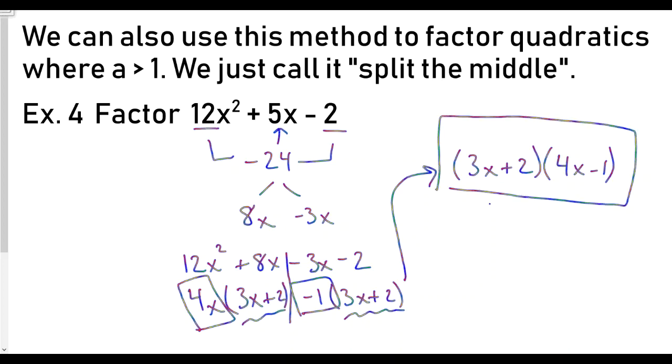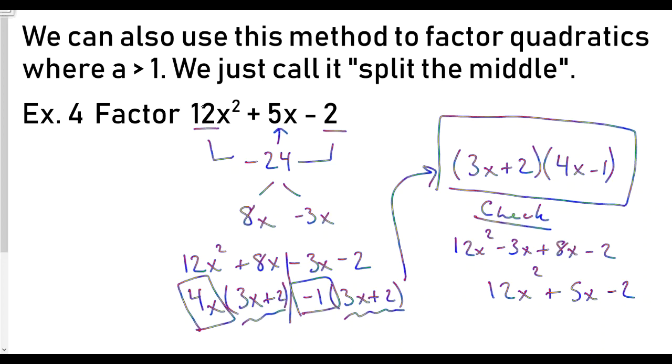Could you go through and check that? You absolutely could. What we could do here is multiply these two together. 3x times 4x is 12x squared. 3x times negative 1 is minus 3x. 2 times 4x is plus 8x. And 2 times negative 1 is negative 2. Are you going to get 12x squared plus 5x minus 2, just like the original problem? Absolutely. So we can use this split the middle technique to factor a quadratic trinomial with a leading coefficient that's greater than 1.